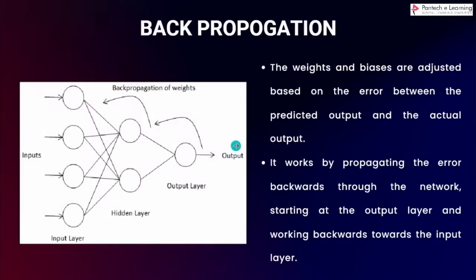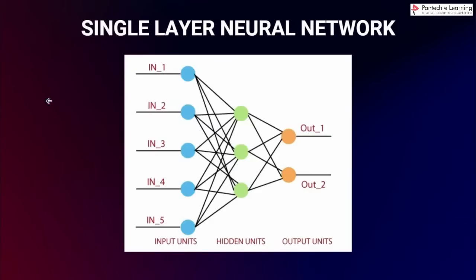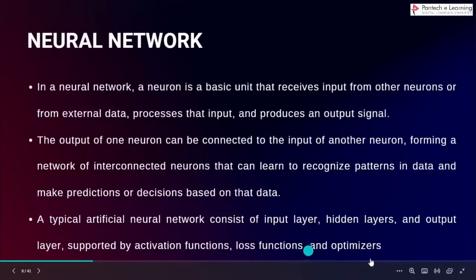So we are saying that through back propagation the weights are adjusted. How is it adjusted? It is adjusted with the help of an optimizer. For example, here also we have seen the term optimizers. Now you can read this line and it will make sense: a typical artificial neural network consists of an input layer, hidden layers, and finally an output layer, supported by an activation function, a loss function for calculating the loss, and optimizers for updating the weights.